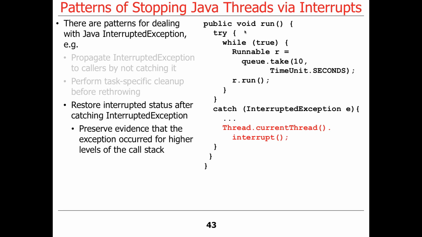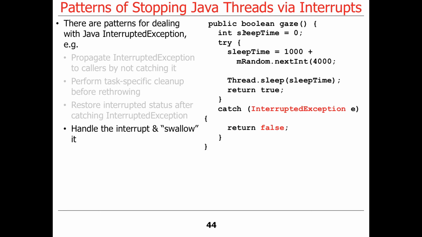And then we're going to go ahead and reset the interrupted status flag to indicate an interrupt has happened. Because when we catch the exception, the flag is cleared. So if we want the caller to see the exception, we need to reset it. And if you take a look at your assignment, that's what we do, right? We have to reset it. So that means that somebody else up the stack will have to deal with it.